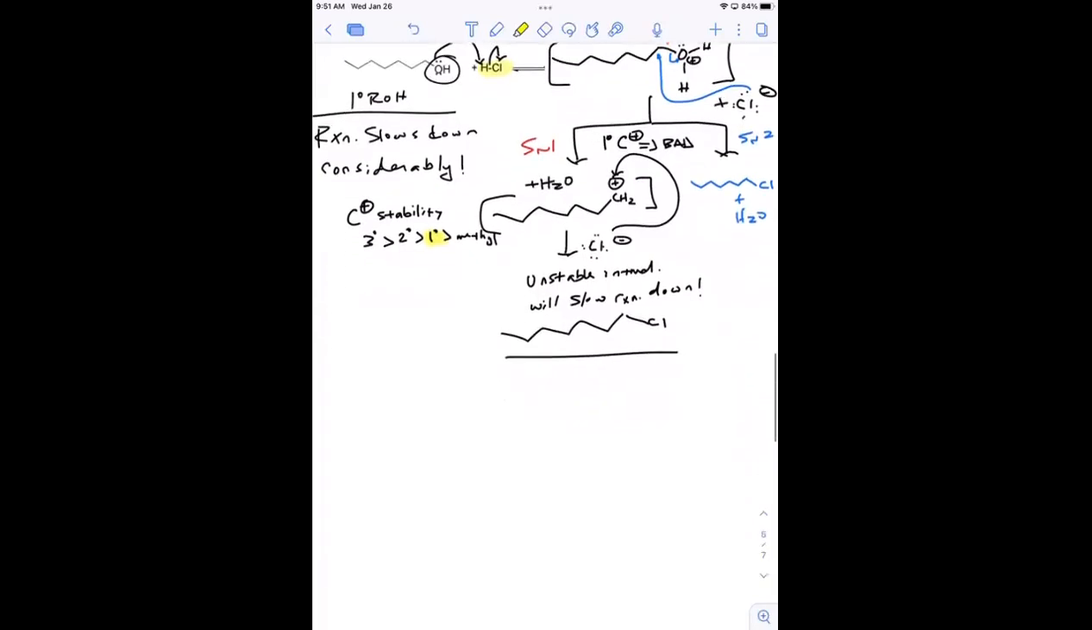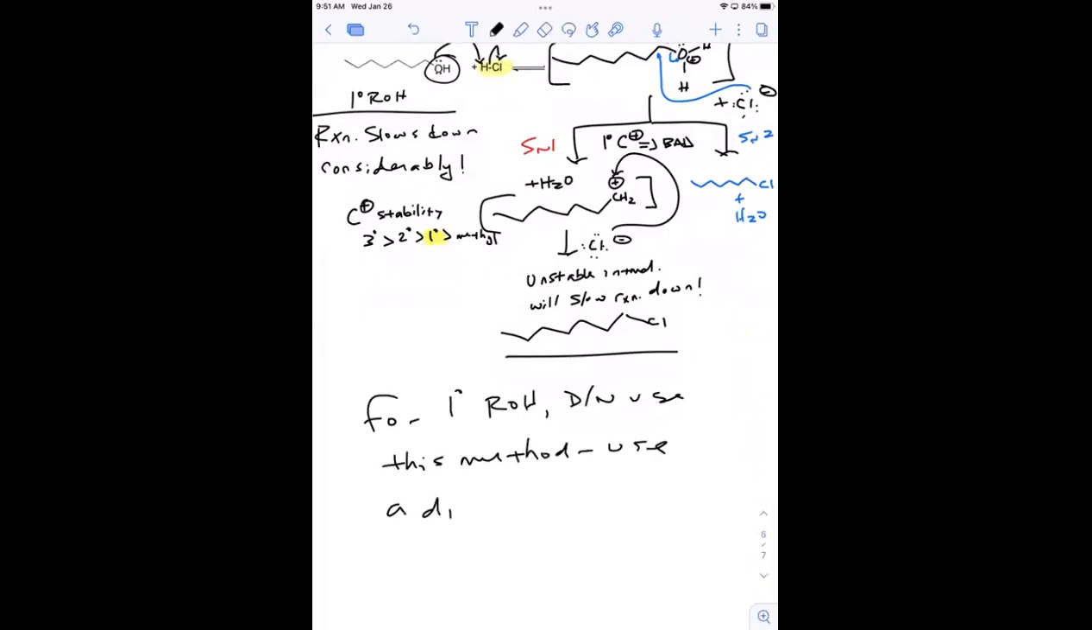All right. So let me put that here. You want to use a different method if you have a primary. You don't want to use this method. That was the point of showing this example right here.